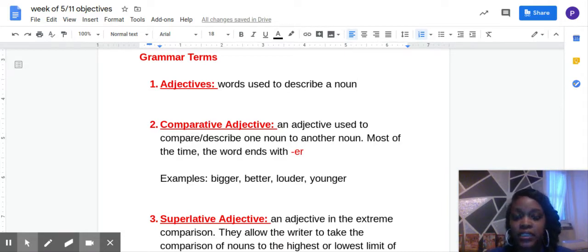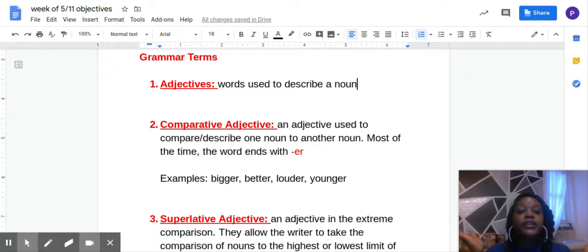The second vocabulary term is comparative adjectives, an adjective used to compare, describe one noun to another noun. Most of the time, the word ends with ER. Please remember that comparative adjectives, a lot of the times they end with ER. When I look at the word comparative, I see the word compare. I think of the word compare. When you compare, you're comparing two different things.